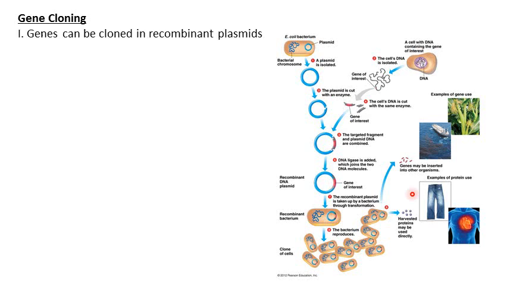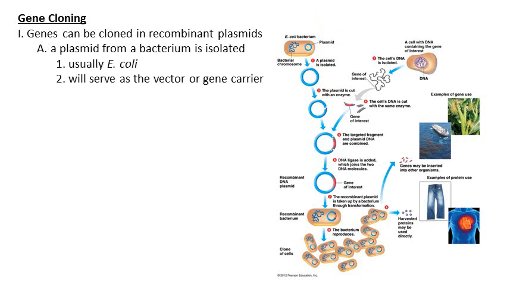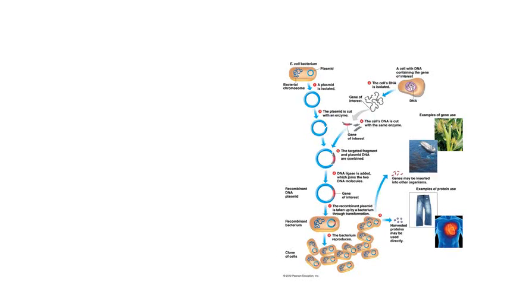In the case of gene cloning, what we're going to be doing is taking a gene from a cell, like a eukaryotic cell we have over here, and we're going to extract that gene and then add it to a bacterial plasmid. And that's going to create what are called recombinant plasmids, and we'll see how that's done here in a bit. So what we'll typically do is we will isolate a plasmid from a bacterium. Usually the bacterium is going to be E. coli, and it's going to really serve as kind of our vector.